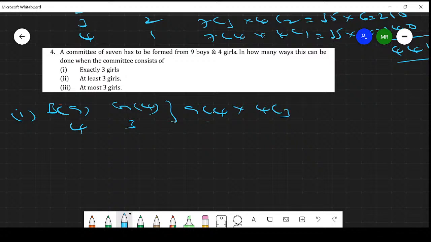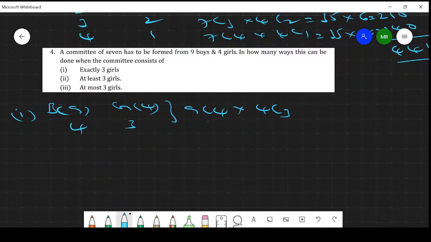From 9 boys, 7 only should be selected, so 9 boys with 4 plus 3 is 7. 9C4 into 4C3 will give the answer. You can simplify this 9C4 into 4C3. You know how to simplify, you can do that. You simplify 9C4 into 4C3, and we get the required answer.